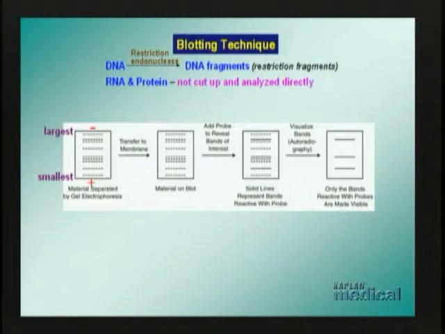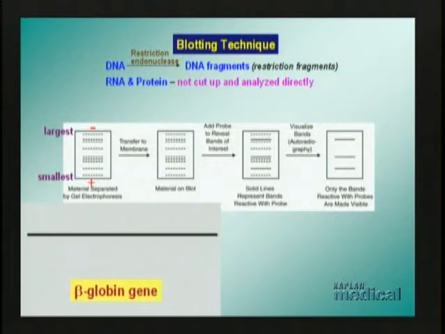Now at the bottom of this figure, again, I'm just going to talk about another issue here. Let's assume this horizontal line represents the beta globin gene.